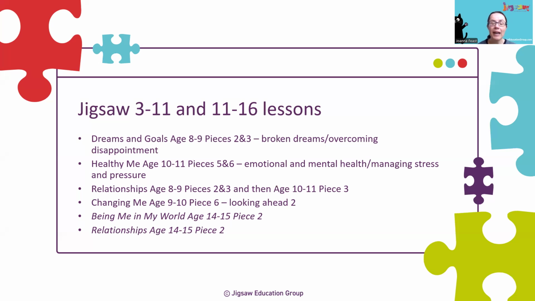In the age 8 to 9 in Relationships, again, two different pieces. And then in age 10 to 11, we've got piece 3 as well. And I will go through these in a bit more detail. And then in Changing Me as well, we've got a lesson 2 about looking ahead. We've also in the 11 to 16 programme got a couple of lessons, and I will show you those in a bit more detail too.